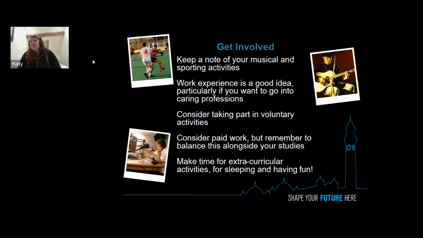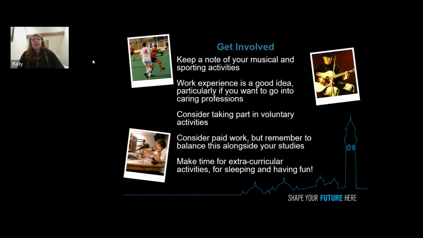And so any of you that are thinking about maybe applying for next year, so for 2023 entry, think about what you can do now. Think about the things that you might be able to do, or even if you're applying for 2022 entry, because you've still got time to apply for that application cycle. Think about what you've done. Keep a note of your musical and sporting activities. Think about your work experience.